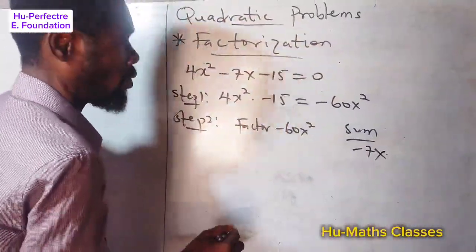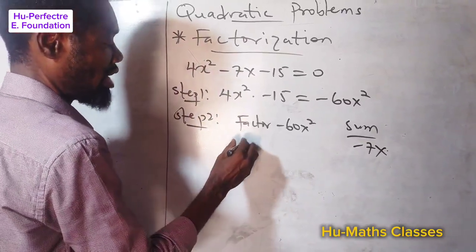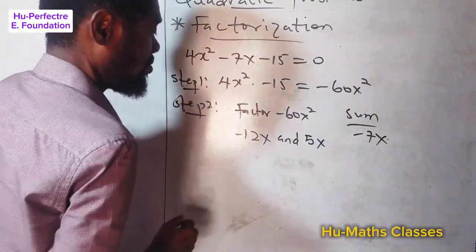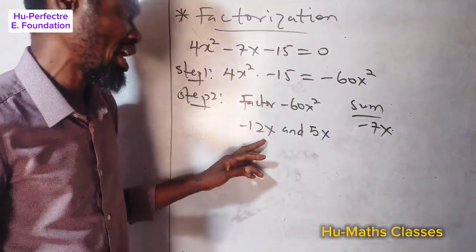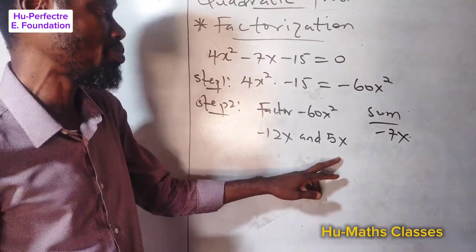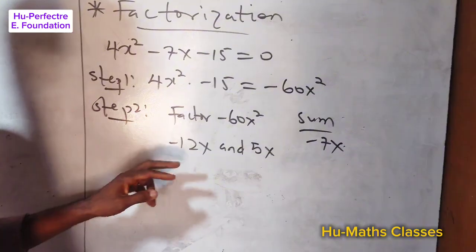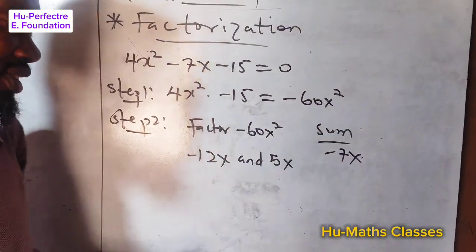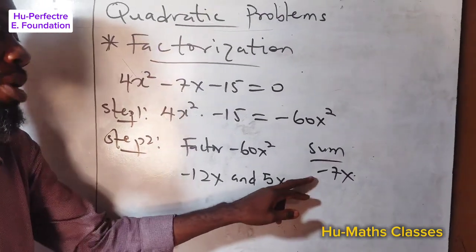So the two factors I will quickly pick out here without wasting much of our time will be minus 12x and 5x. If you multiply minus 12x times 5x, you're going to have minus 60x raised to power 2. And if you add up minus 12x plus 5x, your answer will be minus 7x.